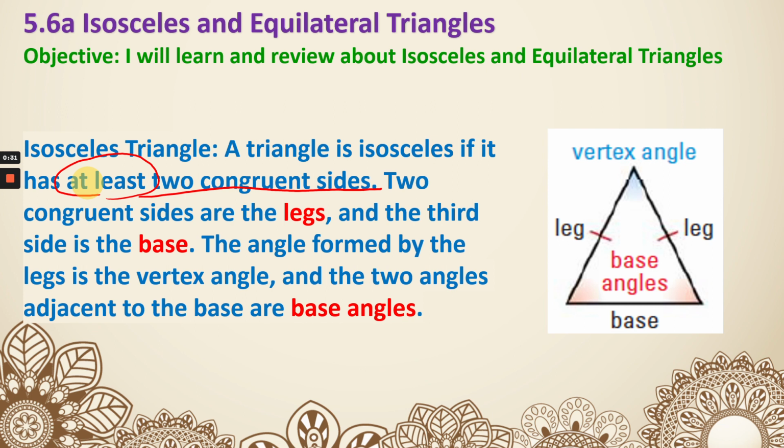And we have some names for each part. The two congruent sides are called legs, and the third one is called the base. The angle formed by the legs, which is on the top, is called the vertex angle. And the angle formed by a leg and the base, at the bottom, is called the base angle. So these two are called the base angles.